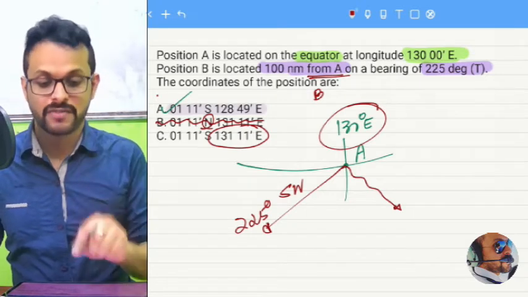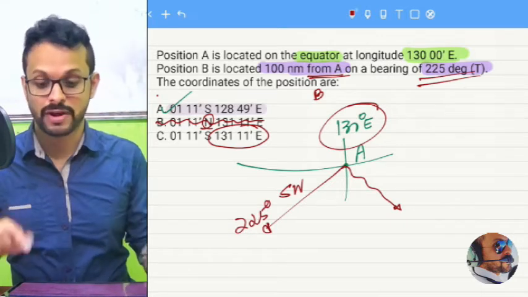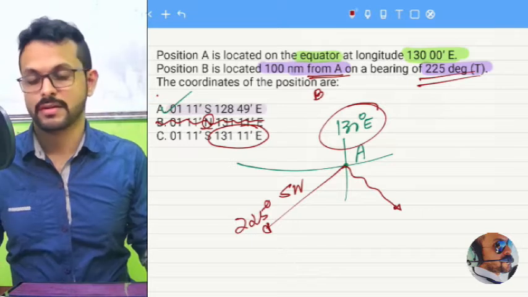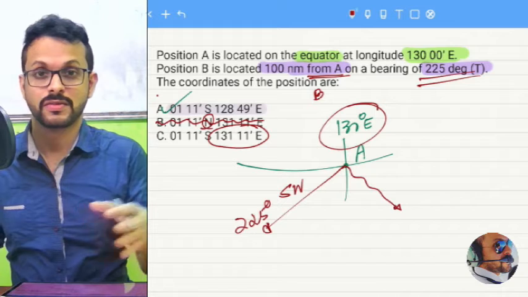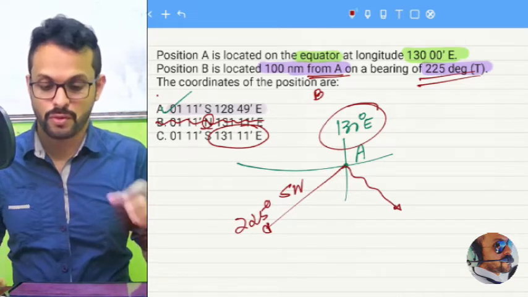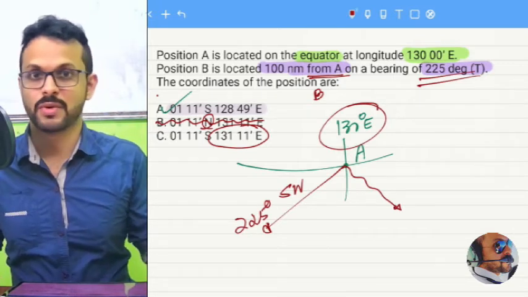So right from the question, look at the question, it is 225 degrees true from A, being on the equator, that'll get you the answer straight. But you need to have some kind of experience to get that done. So what we did earlier in the previous video and the first half of this video is the proper way of doing it. And what I explained towards the end is the quickest way of doing it for the exam.